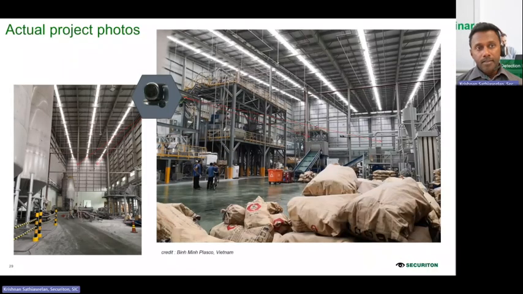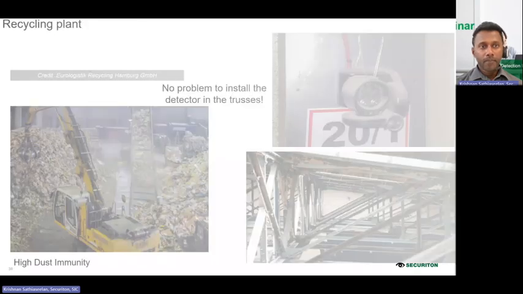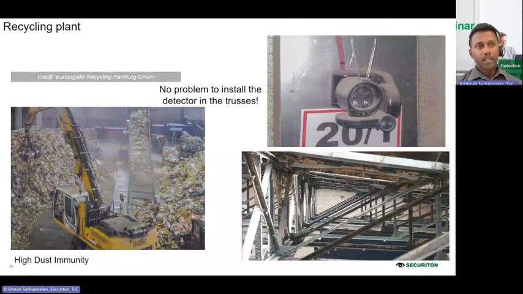Now, next is the actual project again. This is also similar to a warehouse, but this is where all the materials are kept. As shown here, the beams are installed at the truss along the detection area or the warehouse area. And this is actually a typical recycling plant. To be mentioned here, the detection still works even when the smoke beam has been covered fully with dust.